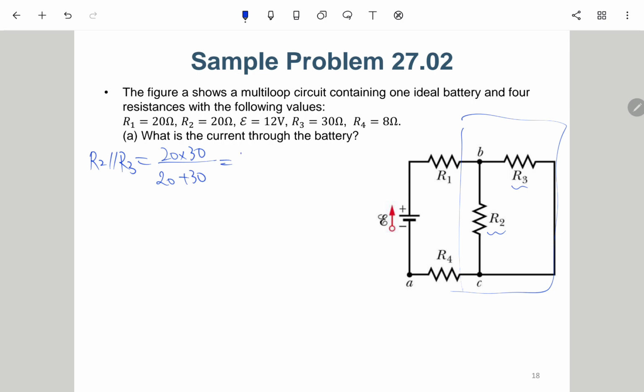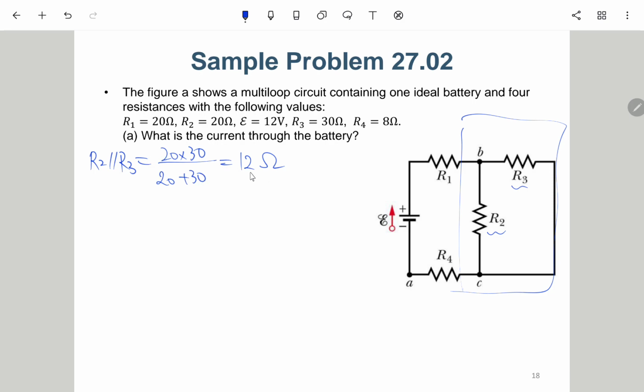So this is nothing but 12 ohm. Although originally, parallel resistance should be calculated by taking the reciprocals, adding them together, and then taking the reciprocal again. But if you have only two resistances in parallel with each other, it is the product of them divided by the sum of them.